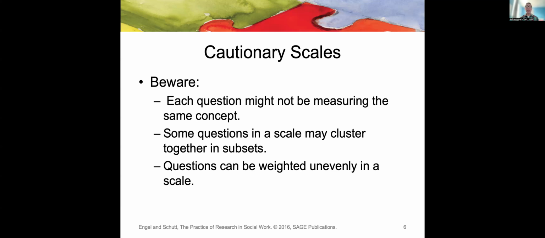And some can be actually better questions or more important questions than others. So how much they weigh, there could be some difference there. It may be less important to understand how a person sleeps than how a person relates to other people. Who knows?